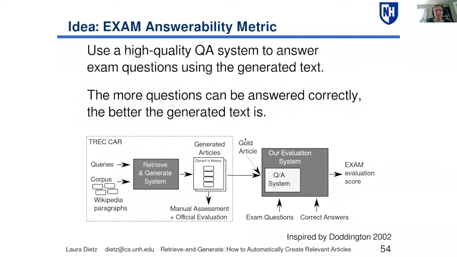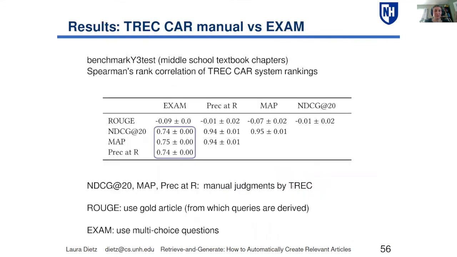The next one is the gold article, which we use to do a Rouge evaluation of the article that comes out and ask how many words, bigrams, et cetera, does this generated article overlap with the gold article? And the third one was using this exam question approach that only takes this article, the QA system, and the exam question. So it's like three very different kinds of evaluations.